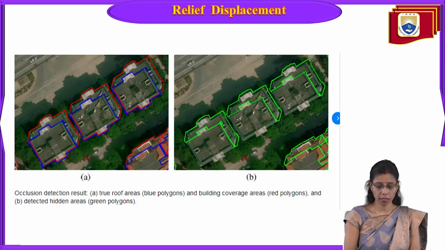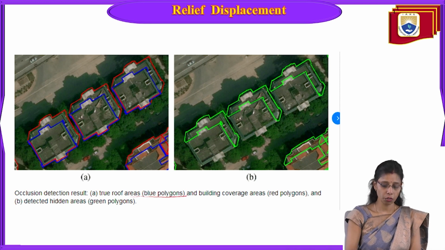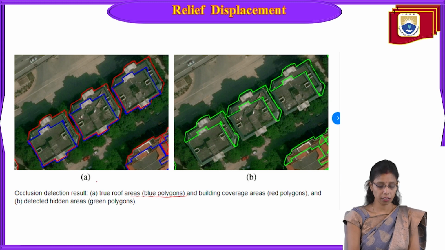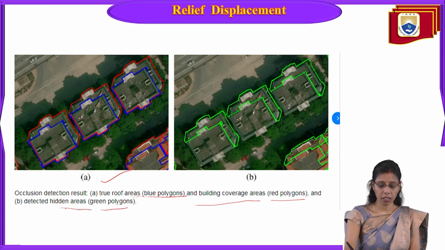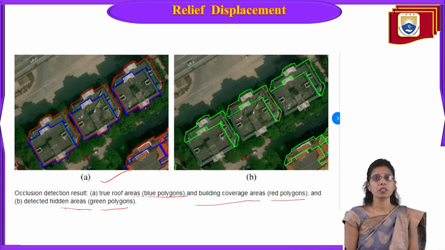Now in this picture, as I told you just now, the blue polygons are the true roof areas, the same thing I showed you in the previous picture. Here you can see the blue one has the true roof areas, and the red polygons are the building coverage areas. And the green polygons are the detected hidden areas. So these are all detected areas of relief displacement.